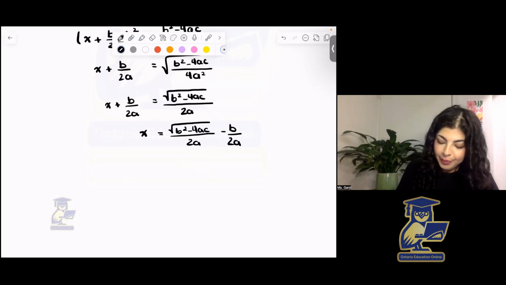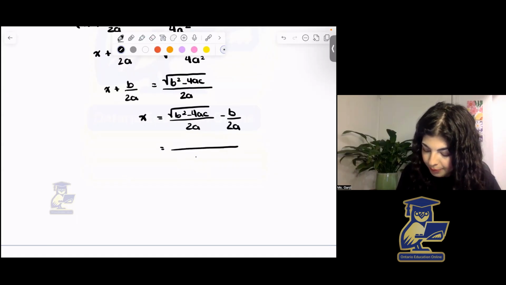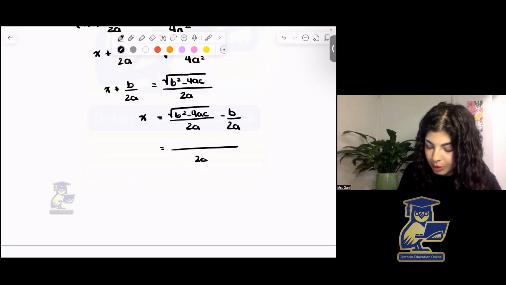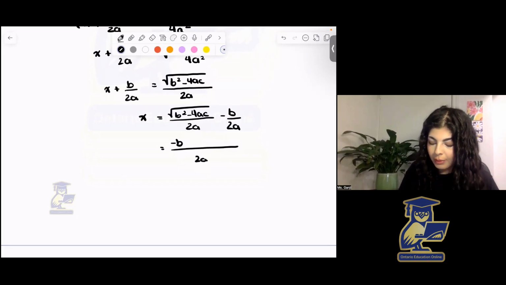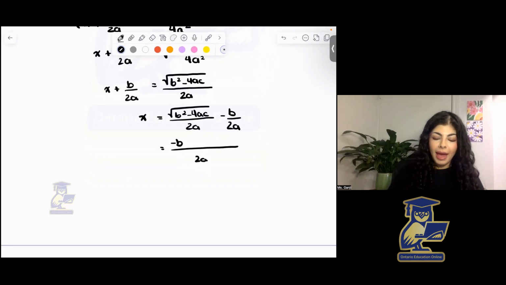And now we can combine this with that 2a because they have the same denominator. And what I'm going to do is I'm going to move that b over.